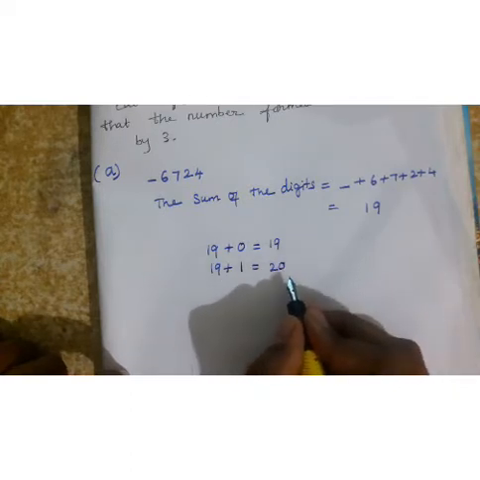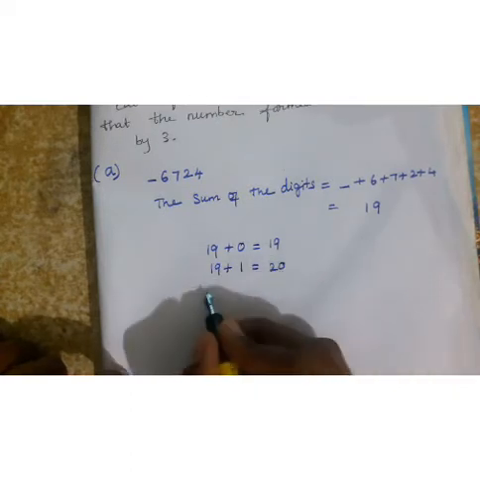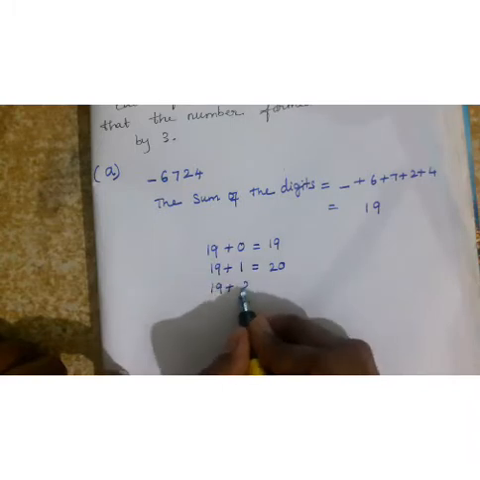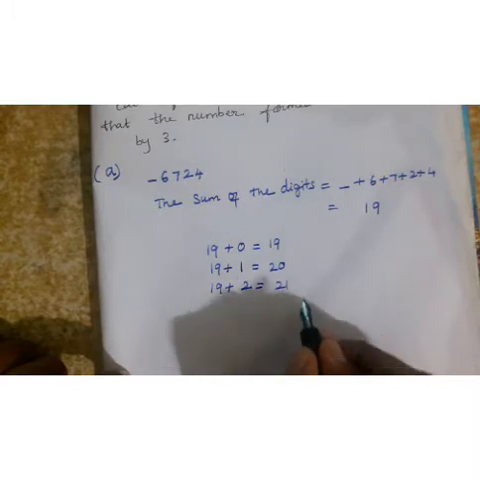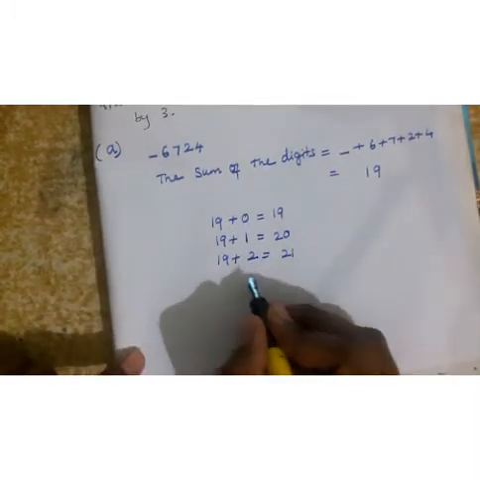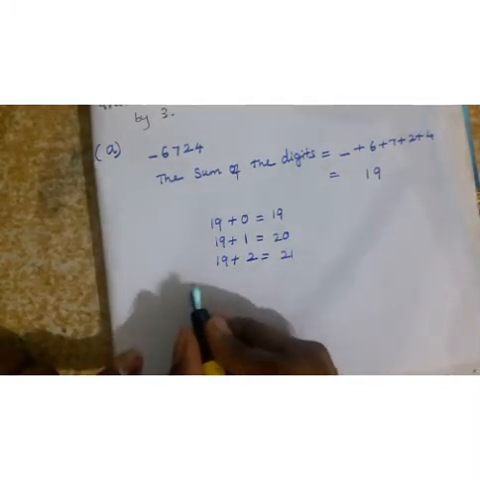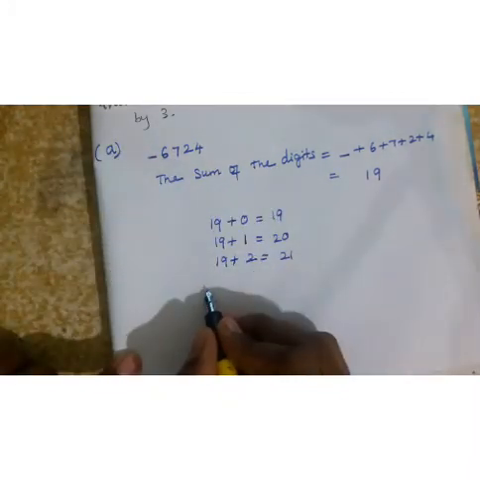20 is also not divisible by 3. So 19 plus 2, 19 plus 2 is equal to 21. 21 is divisible by 3. Therefore, the smallest digit that should be taken in the blank space is 2.